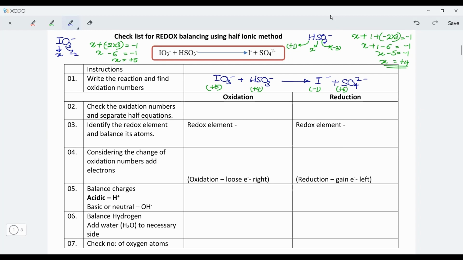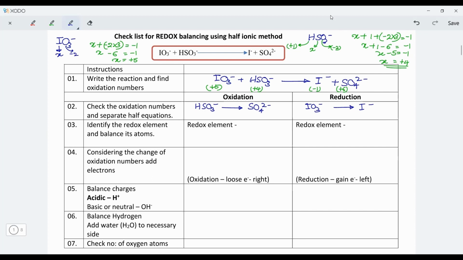That means this one should be the oxidation half. HSO3 minus goes to SO4 2 minus. Then reduction should be the other one. IO3 minus should be decreased to I minus. Right, like that. Now you understood the oxidation and reduction halves. Then you can go to the next step.